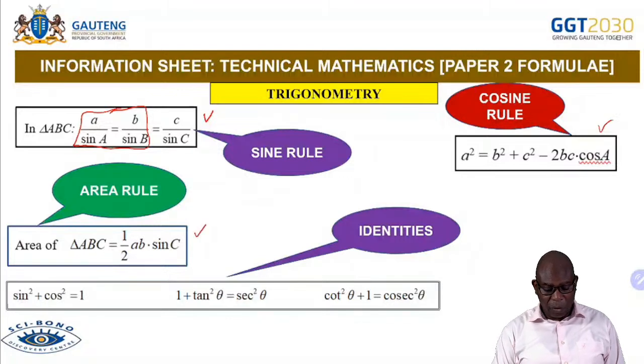You have the area rule. You use the area rule when requested to do so, and this will work when we have a triangle without a right angle. So please make sure that you know that we have the identities. We've got the 3 identities that you must always know.